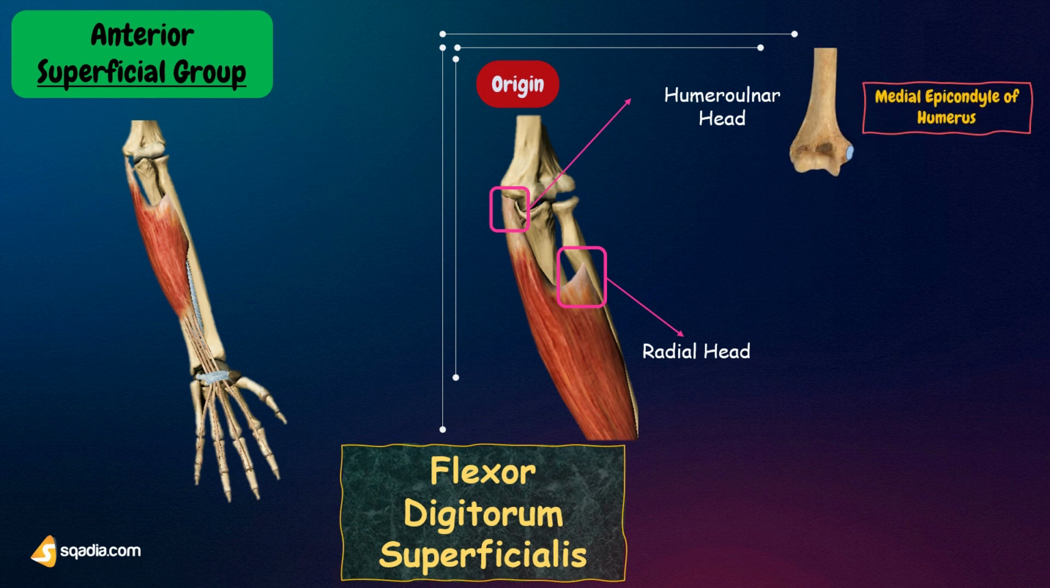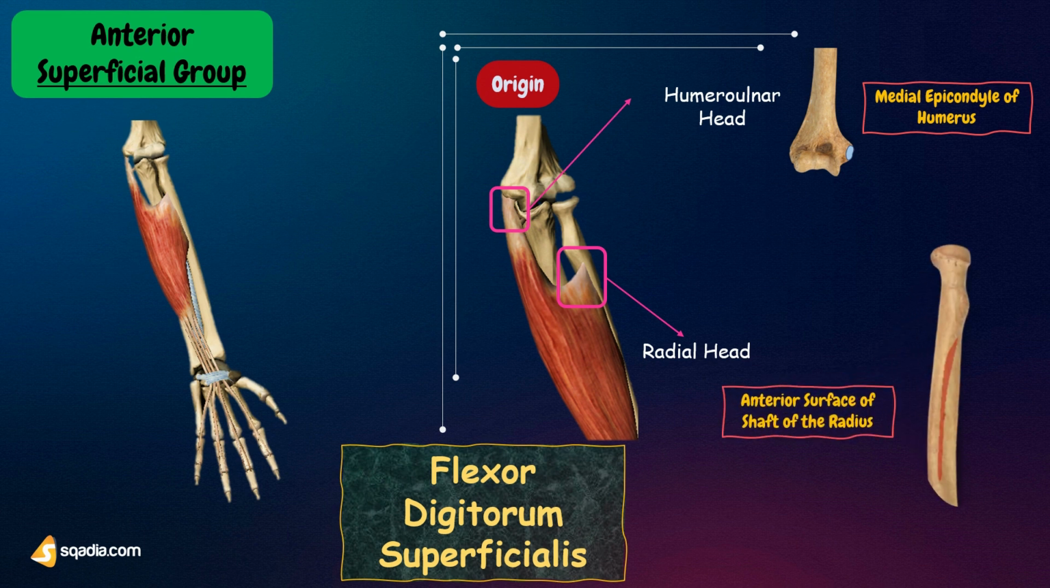As the name suggests, the humeroulnar head originates from the common flexor tendon, attached to the medial epicondyle of the humerus and the medial margin of the coronoid process of the ulna. The radial head arises from the oblique line on the anterior surface of the shaft of the radius.